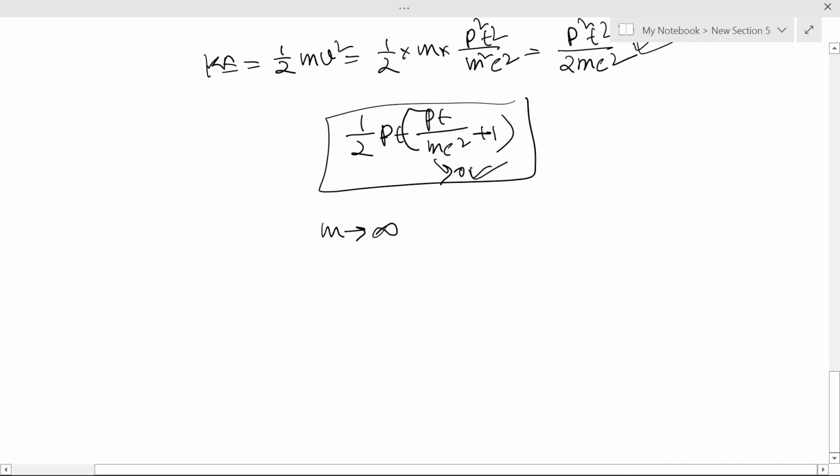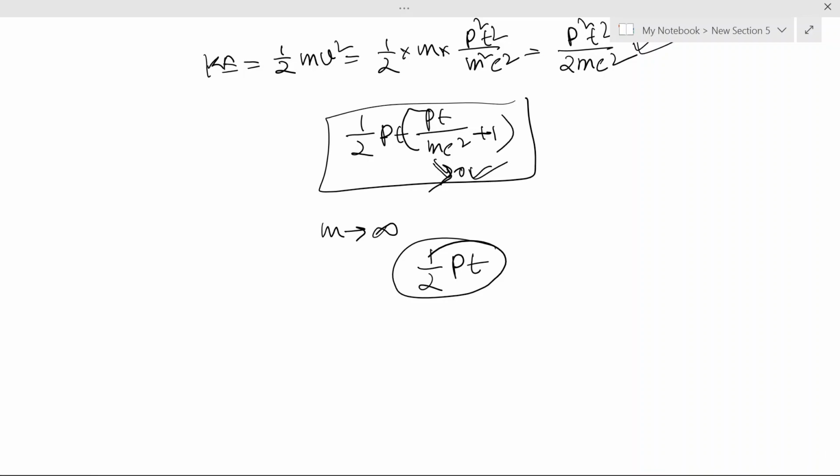But what this term says is, even if the mass m is very large, its kinetic energy will be half pt. So even if the particle's mass is very large, its kinetic energy increases linearly with time. So this is unphysical, right? When the particle mass is very large, when it is infinite, it should always remain at rest. So this is the limiting case we have to assume.